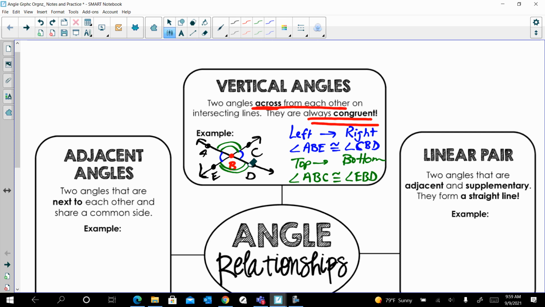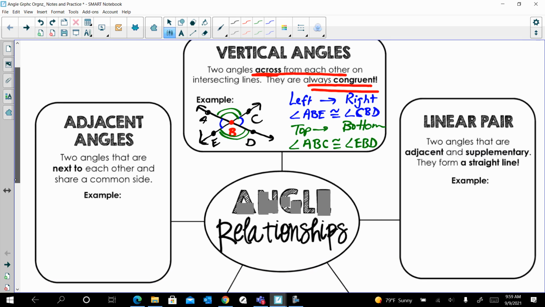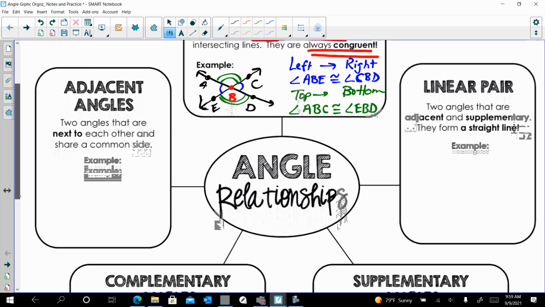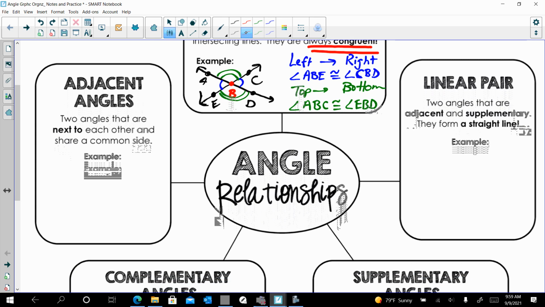Okay. All right, I'm going counterclockwise because this will address all the ones we've done in class already. So our adjacent angles. These are two angles that are next to each other. So "next to" helps you to see that relationship. And they share a common side, and we need to add on here a common vertex.